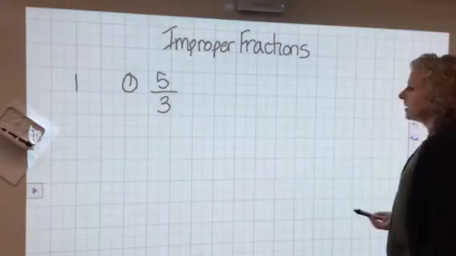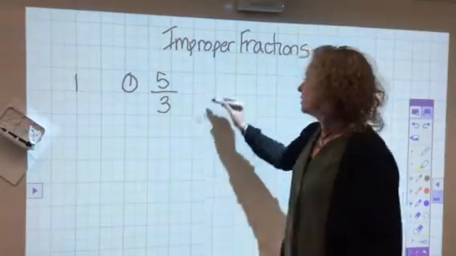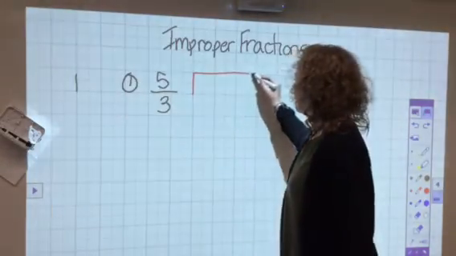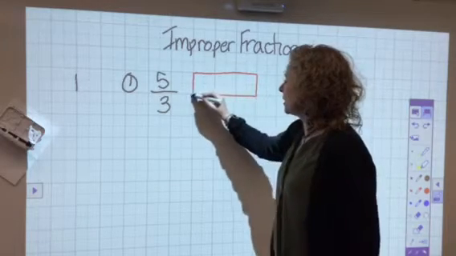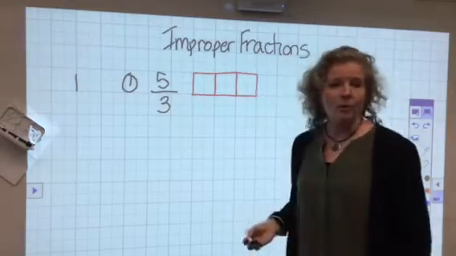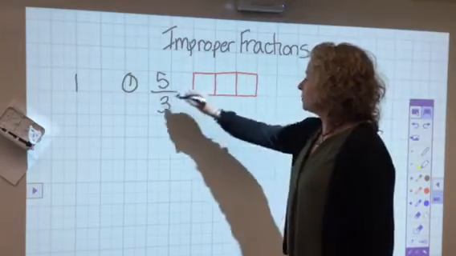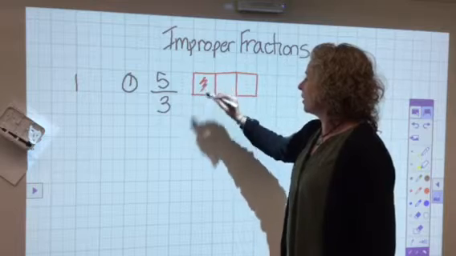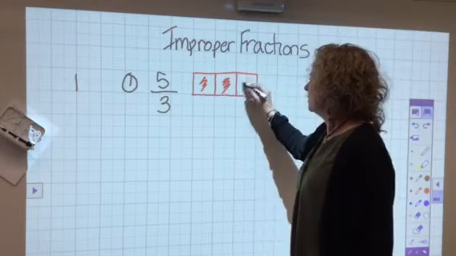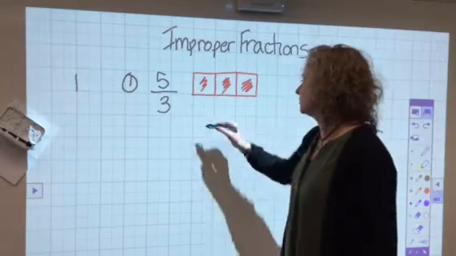I always emphasize that I want you to take a look at the denominator first. So look at the denominator, and the denominator is 3. So we are going to make a model that's in thirds. Let's color in 5 of the thirds. 1/3, 2/3, 3/3. Wait a minute, we need more.